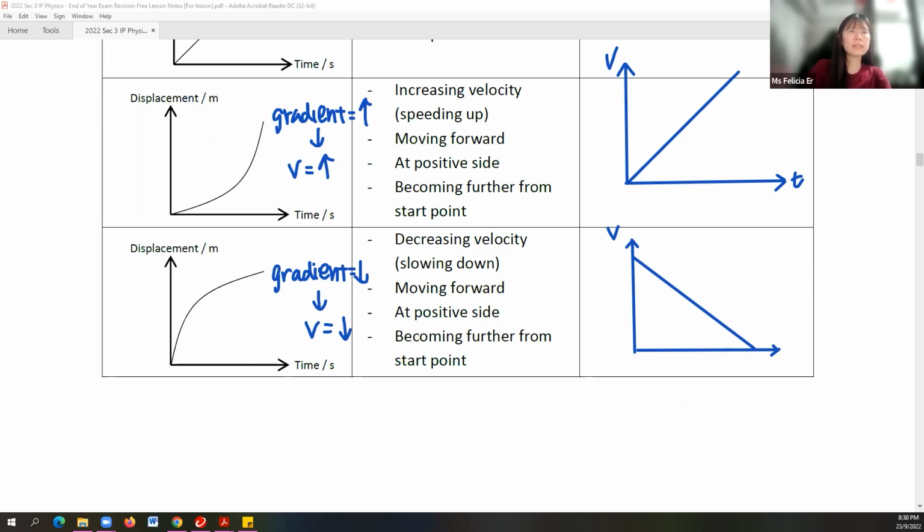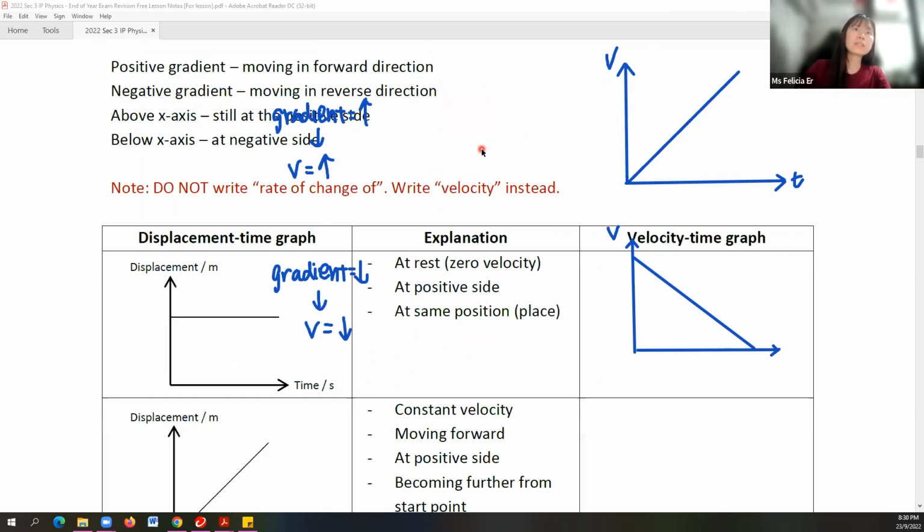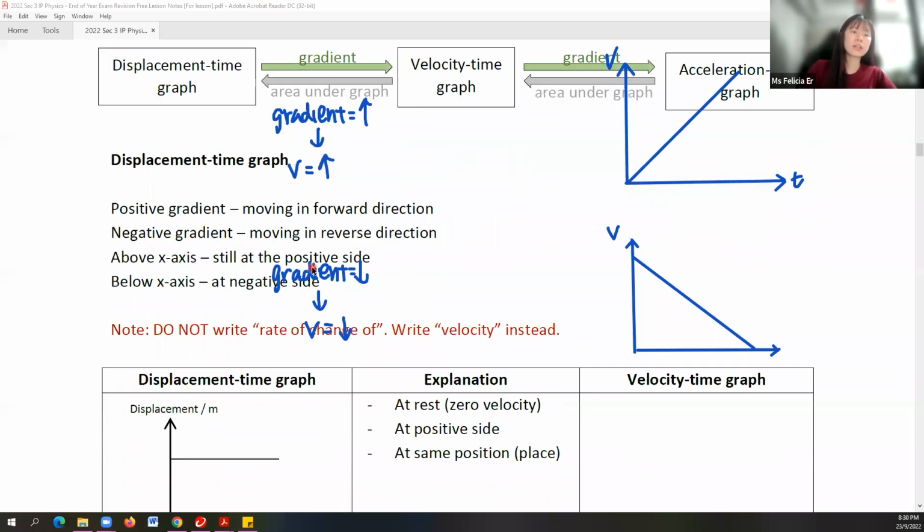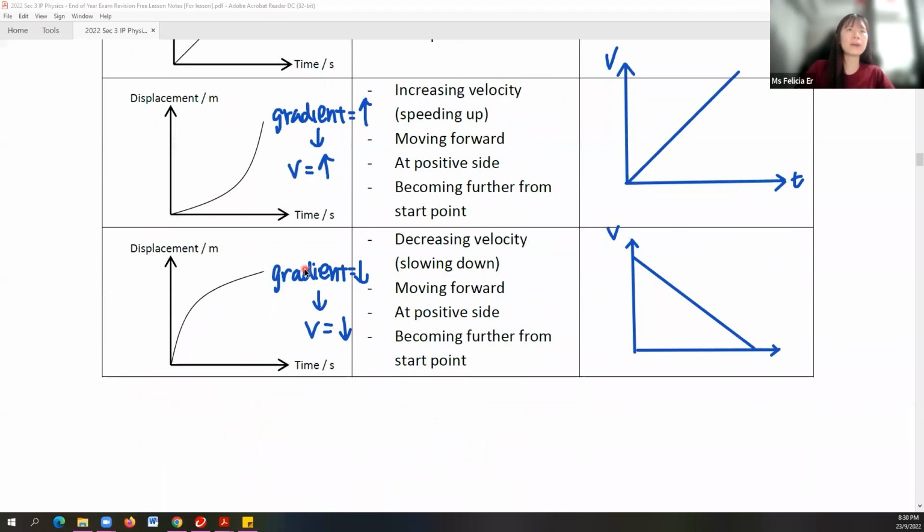For Rachel, in a displacement time graph, you can't tell the acceleration. Because if you look at this part over here, in a displacement time graph, at most you check the gradient, which can only tell you velocity. Displacement can't jump to acceleration. It's a bit too far. You can't derive the information on acceleration. You can only tell the information on speed. Okay, so that's all.